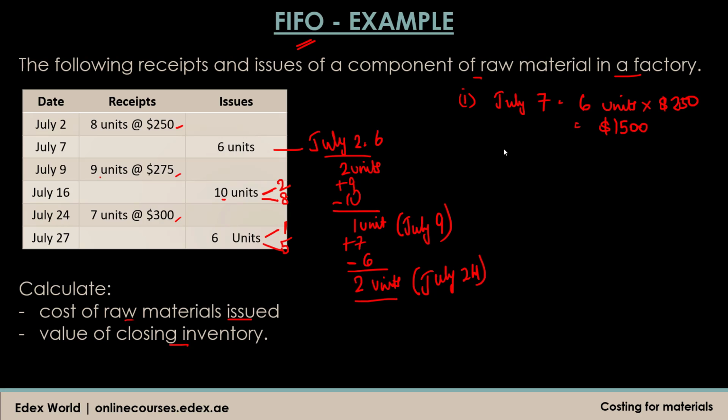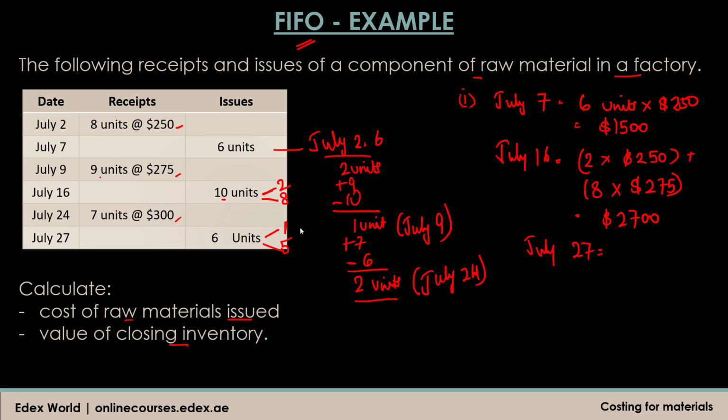Then on July 16, 10 units were issued. We discussed 2 units would be from the July 2nd batch, and another 8 units from the July 9 batch. So 8 into $275, because the cost of each unit in the July 9 batch is $275. And when we take the total, we get $2,700 for July 16.